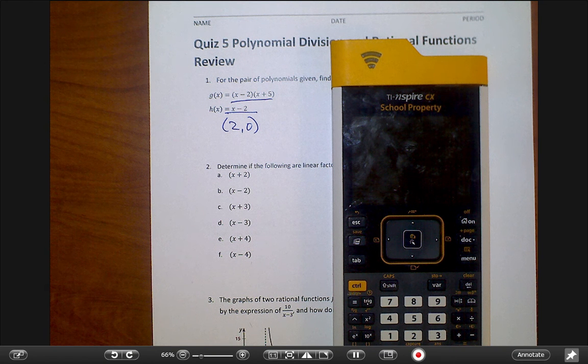Now put the second one in. Is that x minus 2? Yeah, that's the first one. You need the second one back.